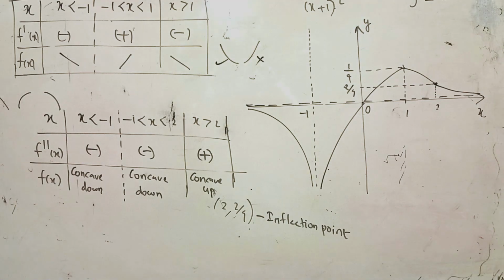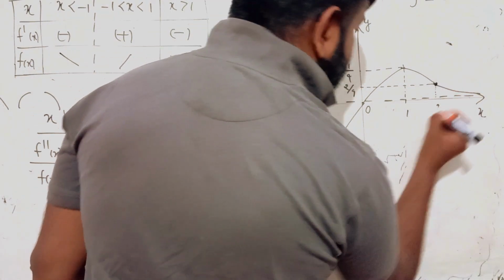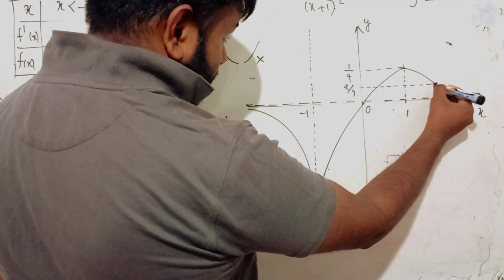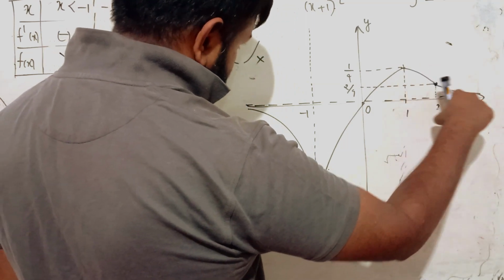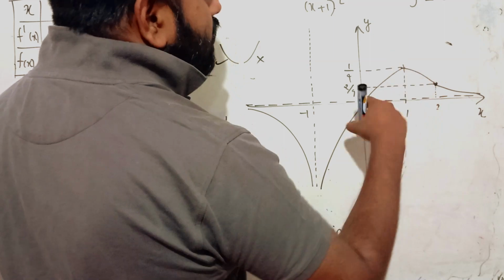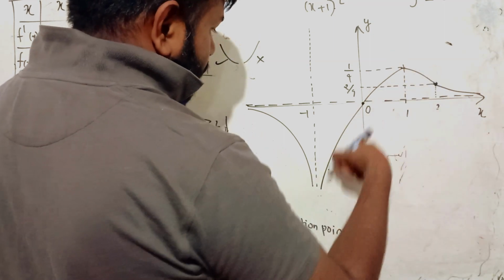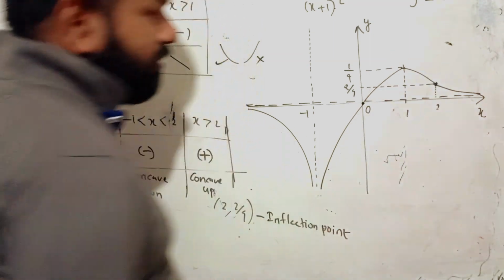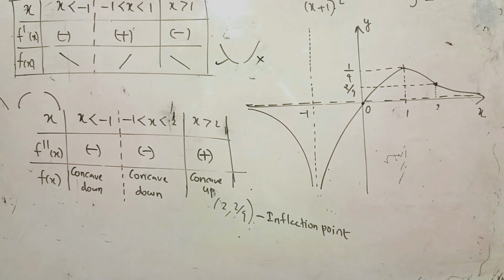So this is the graph, and this is the inflection point here, where the concavity actually changes. This is the maximum point. The graph goes through the origin. So this is the graph of this particular function.